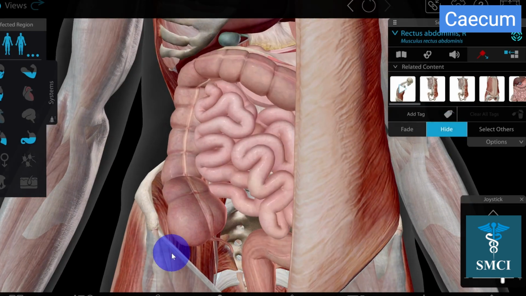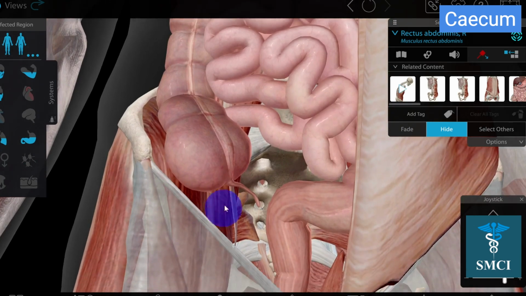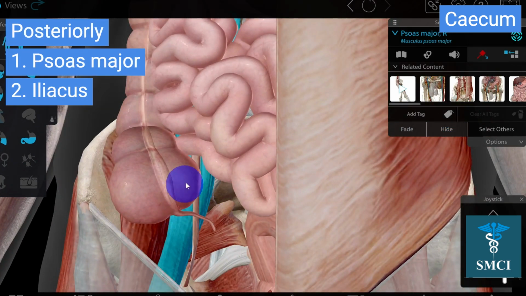Now let's remove all the anterior structures and discuss the posterior relations of the cecum. On the posterior side we will remember two important muscles. What are those muscles? First is the psoas major and the second is the iliacus.